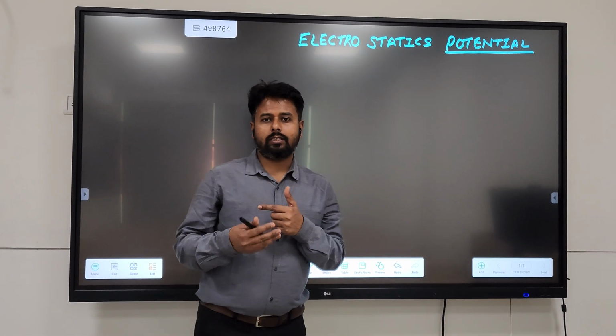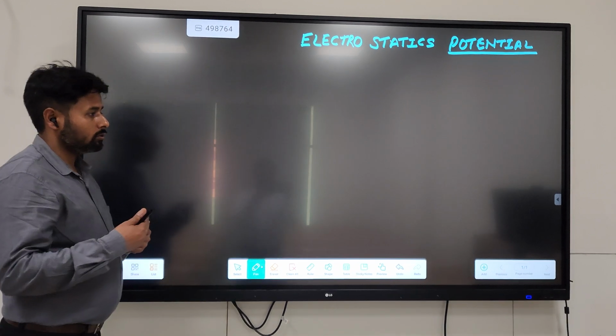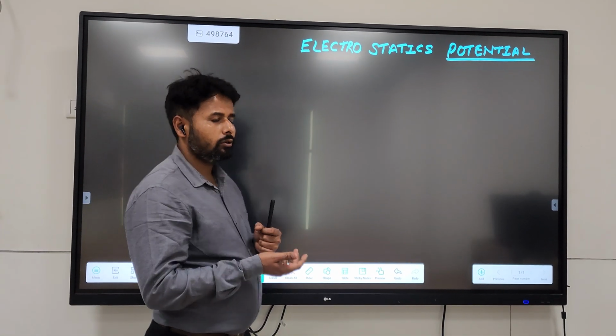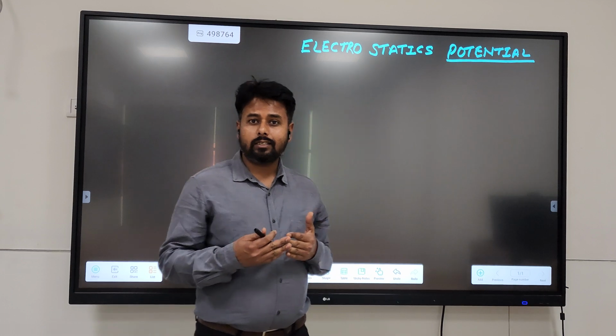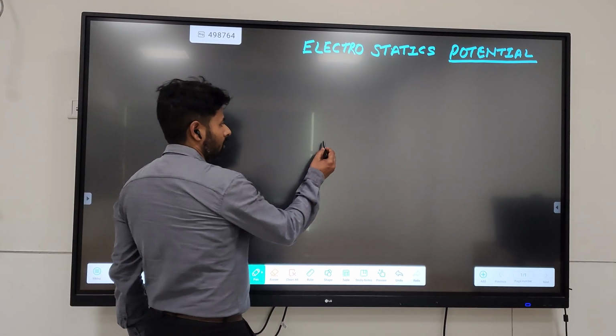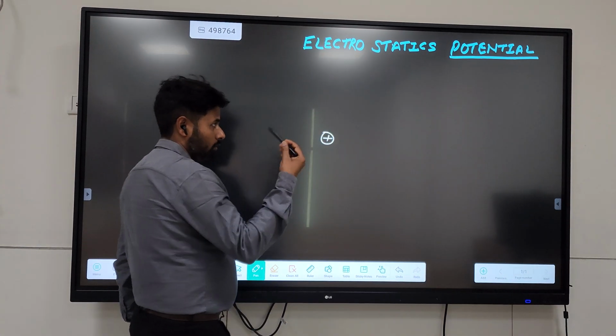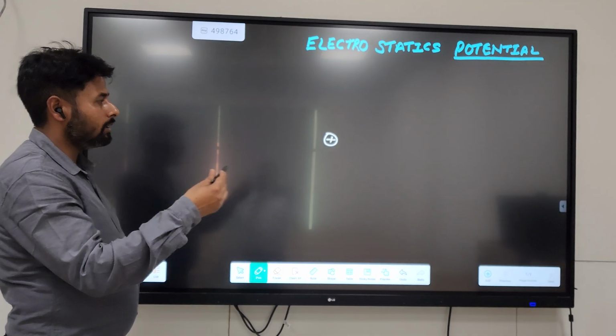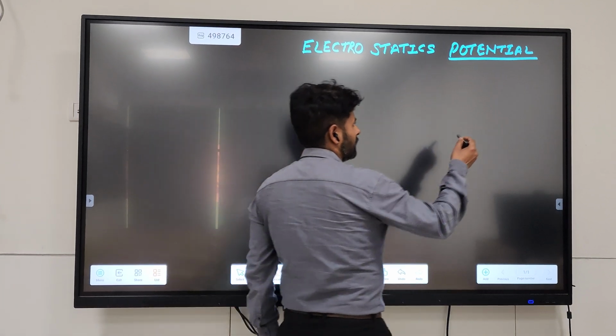And what is the potential energy? Here also, energy can neither be created nor be destroyed. So where does this energy come from? The energy is stored to bring the charge from the infinite position to a given point in an external electric field. That will be the potential energy.